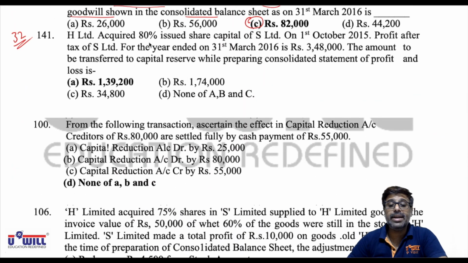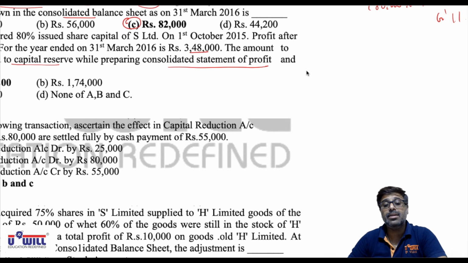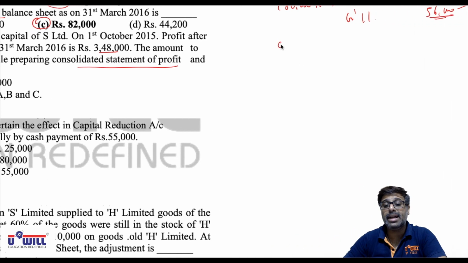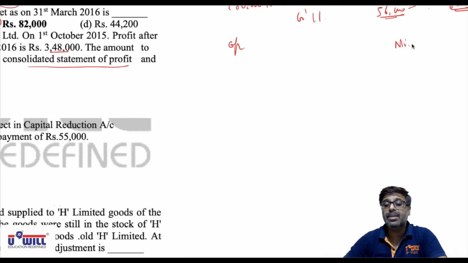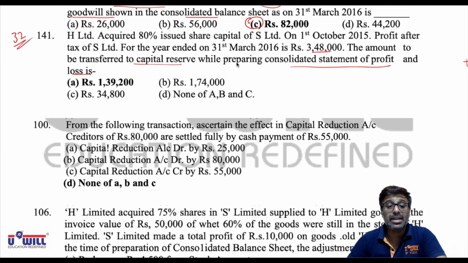H Limited acquired 80% issued share capital of S Limited on 1st October 2015. Profit after tax of S Limited for the year ended 31st March 16 is 3,48,000. The amount of profit to be transferred to capital reserve while preparing consolidated P&L account. So in consolidated P&L, the fourth working we used to make, we will make that. Opening balance of P&L account is not given, so nil. Further, we used to add current year's profit after tax.